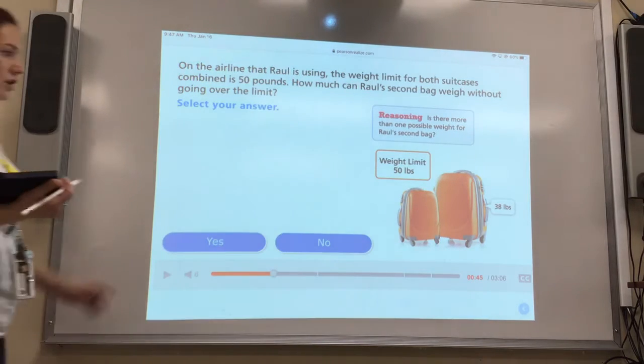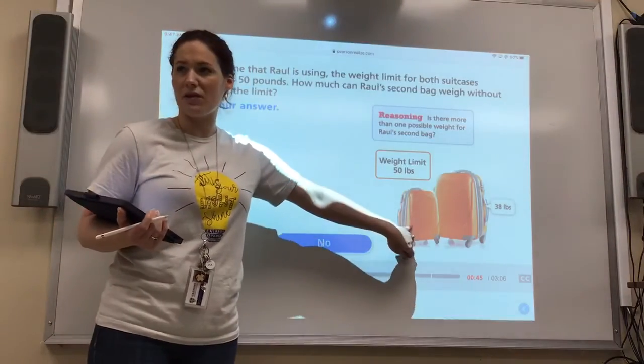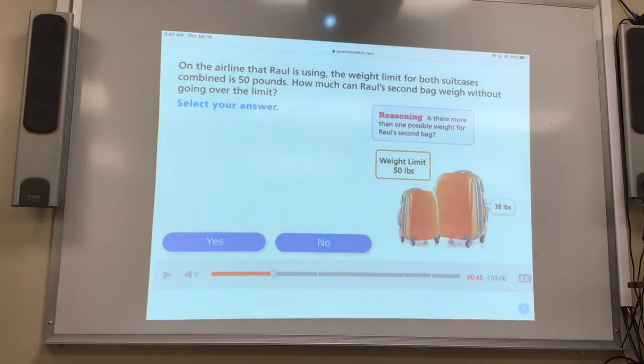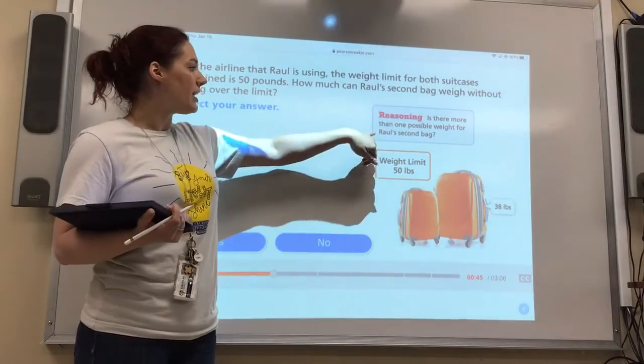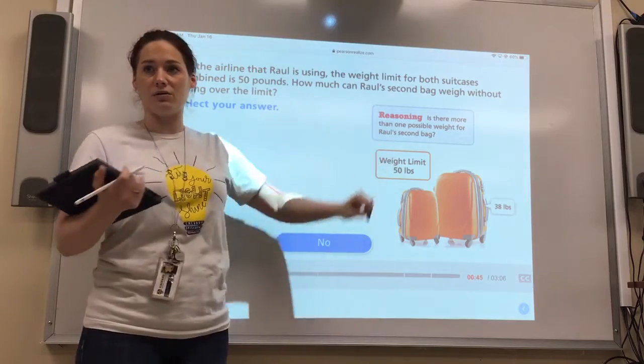So the larger bag here is 38 pounds. What's the possibility for this one? What could that smaller one weigh? Jude? 12 pounds. It could be 12 pounds. So 12 pounds, sure. Is there more than one answer? So is there more than just 12 pounds as an answer?